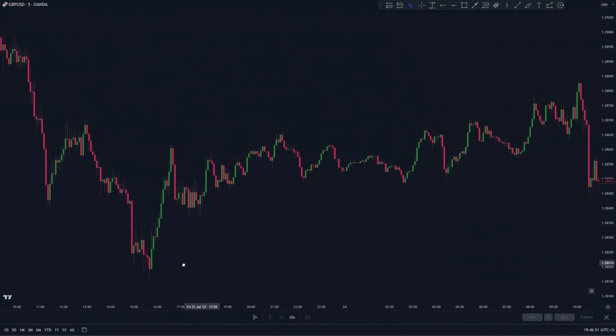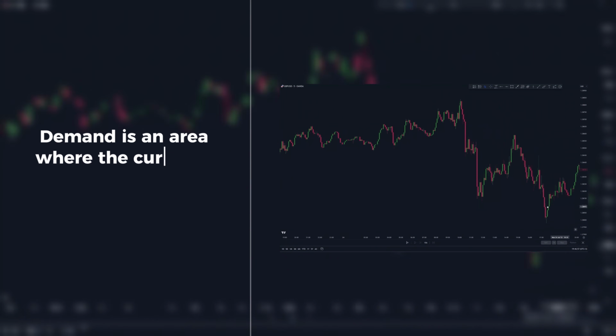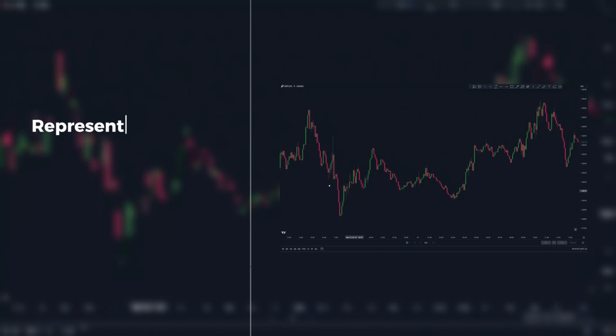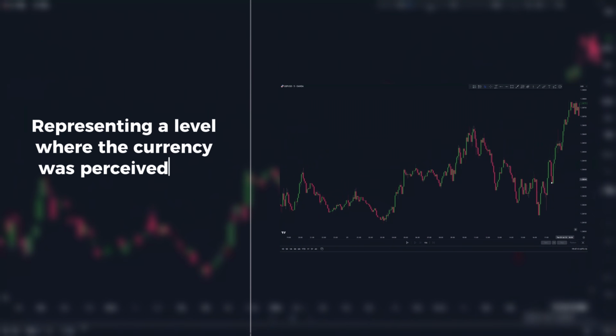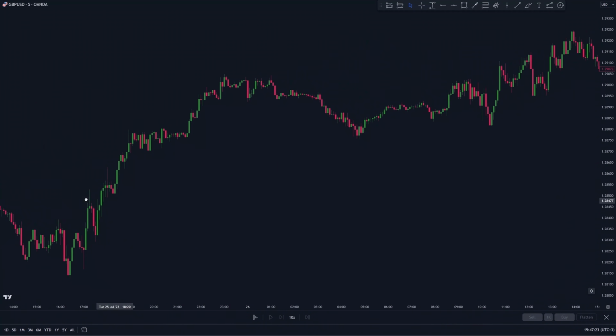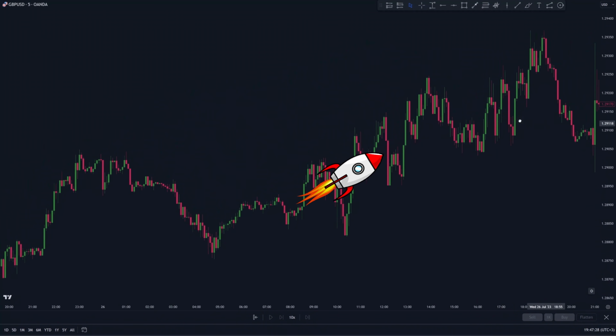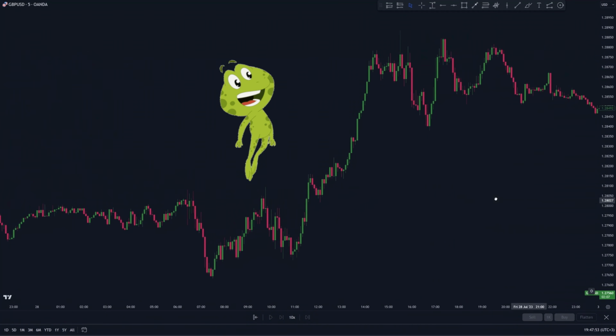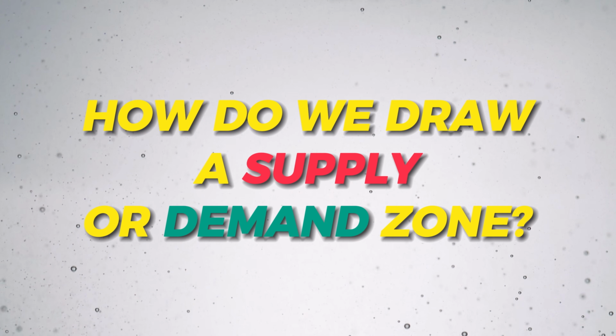On the other hand, demand is an area where the currency pair was historically unable to go below, representing a level where the currency pair was perceived as a good value or underpriced. A demand zone can signal potential buying opportunities in the future if the price revisits that level. Traders expect that the large buy orders responsible for the previous upward movement might still be present, leading to another jump in price.